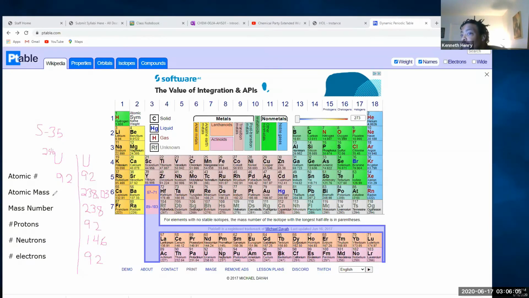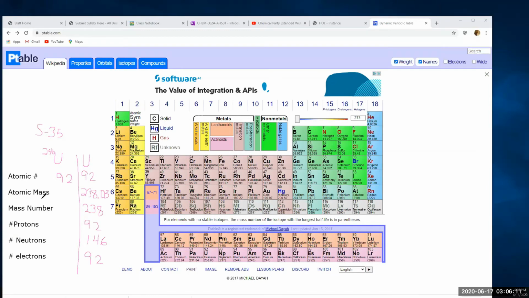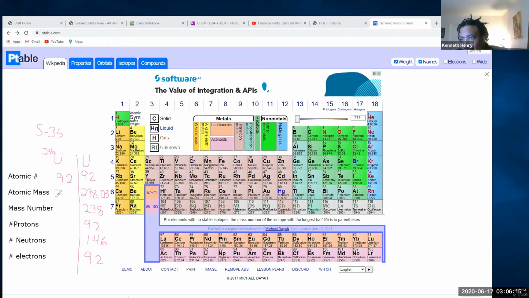Okay, so the atomic mass, 246. That's correct. The mass number, 246. The number of protons, 92. Number of neutrons, 154.